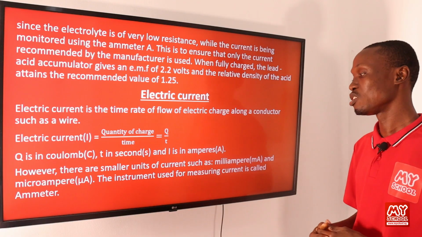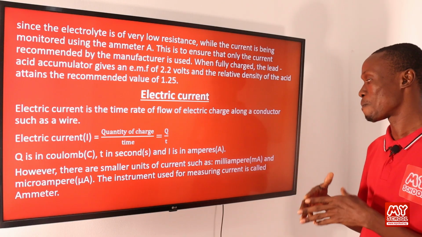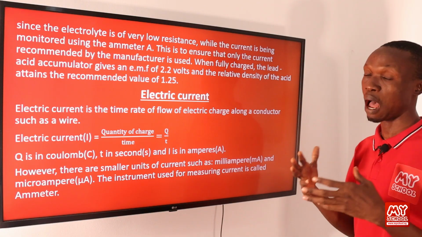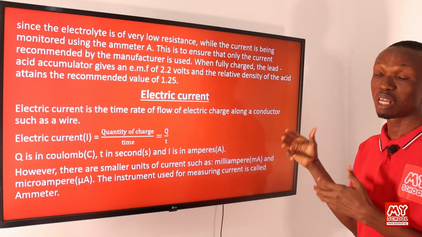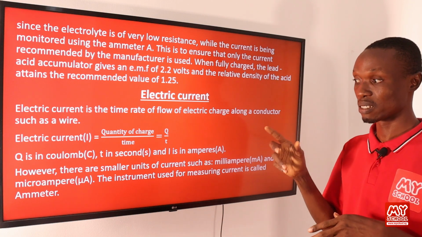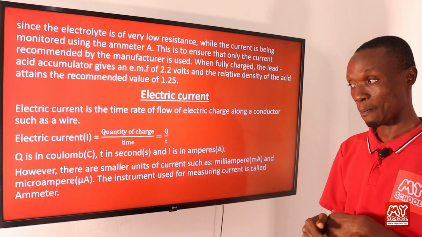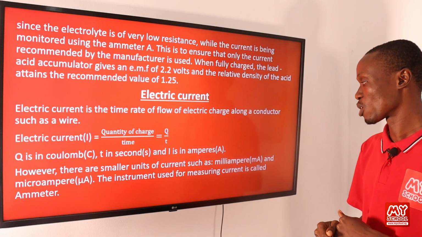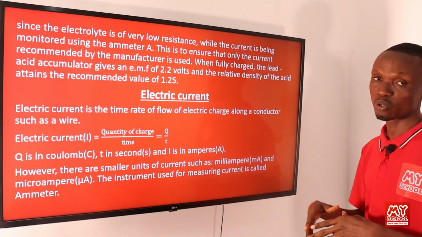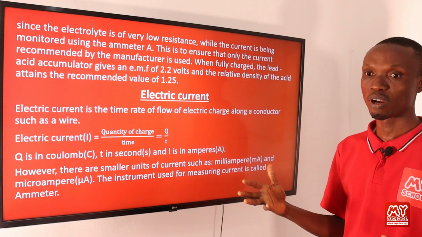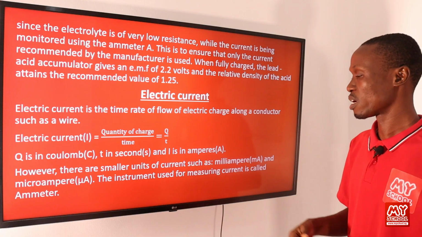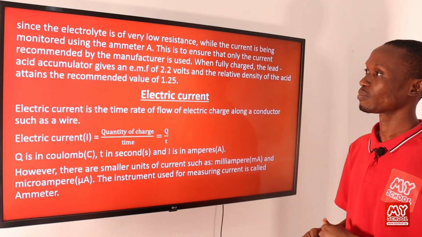However, there are smaller units of current such as milliampere and microampere. 1 ampere is equal to 10 raised to the power 3 milliampere, and 1 ampere is also equal to 10 raised to the power 6 microampere. The instrument used for measuring current is called an ammeter. If you want to measure smaller current, you can use the milliammeter. Very small currents you can detect using a galvanometer. Let's move over to the next slide.